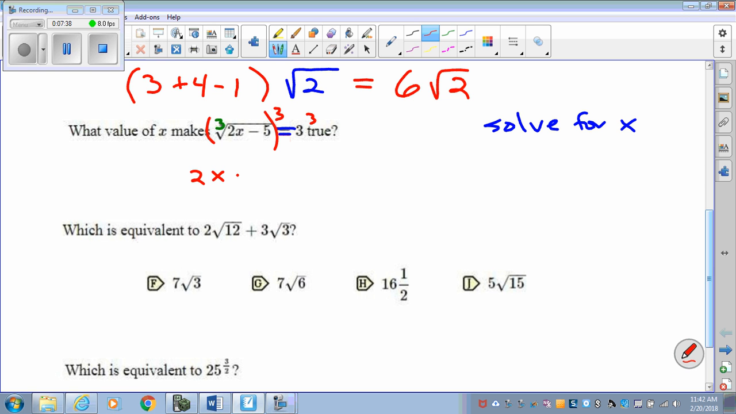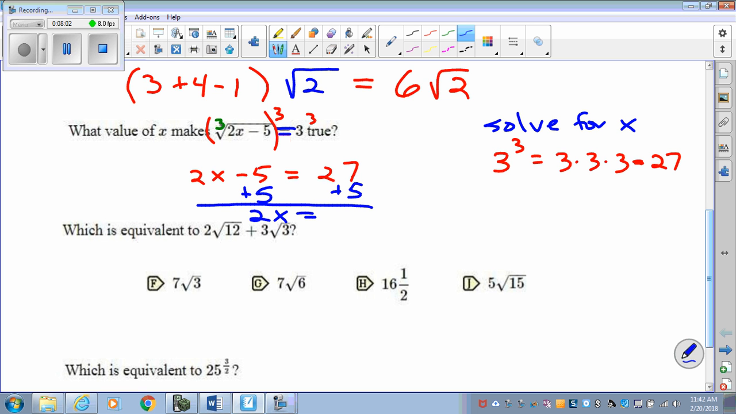What's left is 2x minus 5 equals, and then I've got to do 3 cubed. So that's 3 times 3 times 3. Right? 3 cubed is 3 times 3 times 3. So that's 27. All right, and then now I just get x by itself. So I'm going to add 5 to both sides, and I get 2x equals 32. And then now I'm going to divide both sides by 2. So I get x equals 16, and I would type that in.